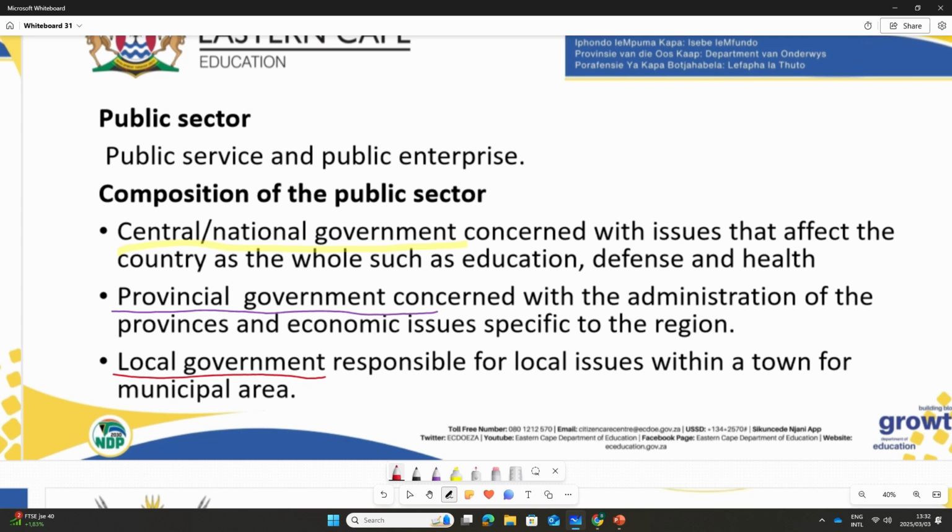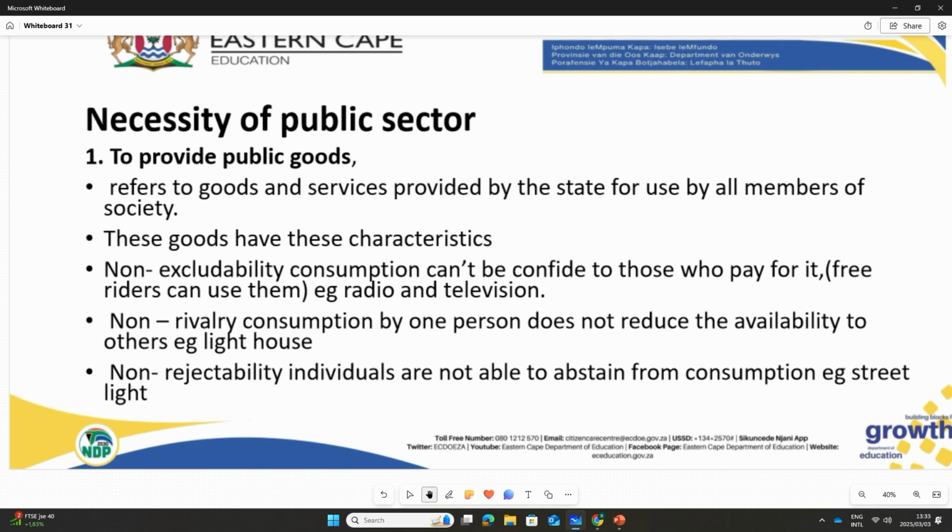Local government is responsible for local issues within a town or municipal area. So in our area where we live, there is also a government looking after our villages, our townships, our towns. Our municipality has to make it a point that everything goes well. So what I'm trying to say is that government rules in 3 categories: central, provincial, and local government.